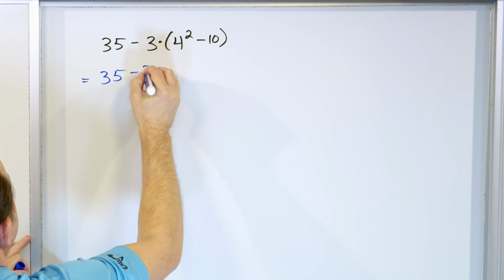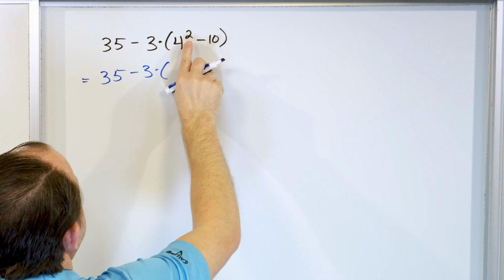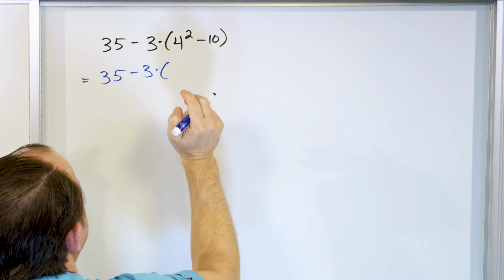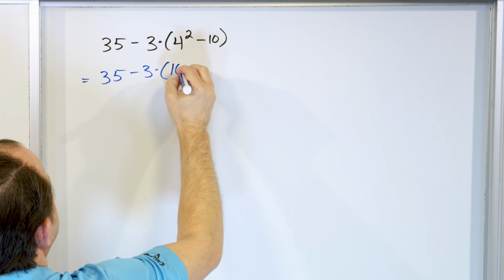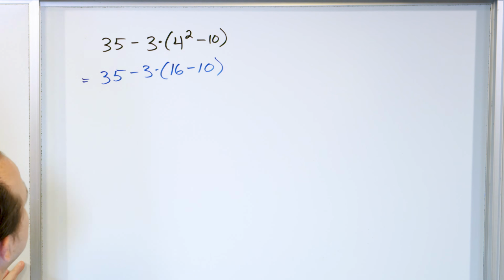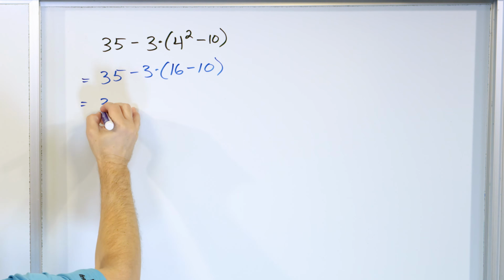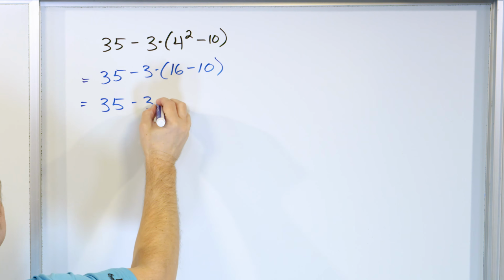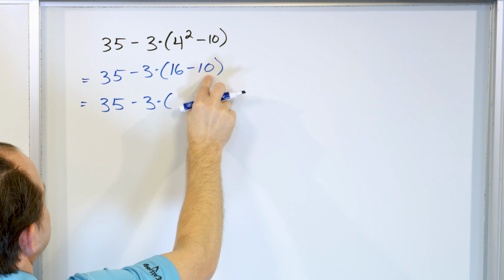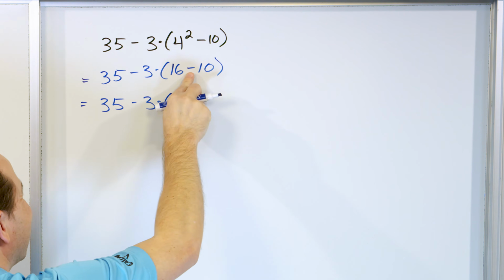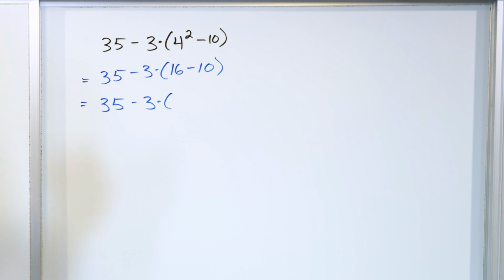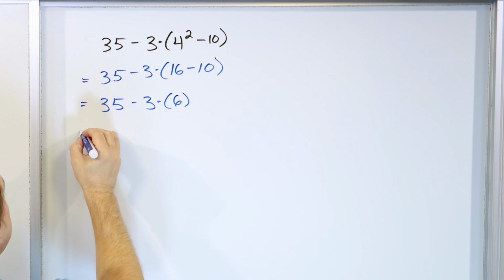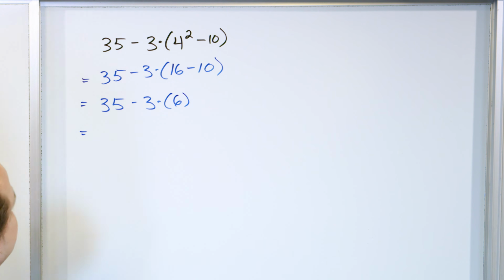4 squared minus 10, and between exponent and subtraction, exponent must come first. 4 times 4 is 16. I'm just rewriting the rest of the problem now. Now again, I'm still inside of this parentheses. 16 minus 10 must come next. Even though usually subtraction is last, because it's in the parentheses, I have to do it first. And I get 6.